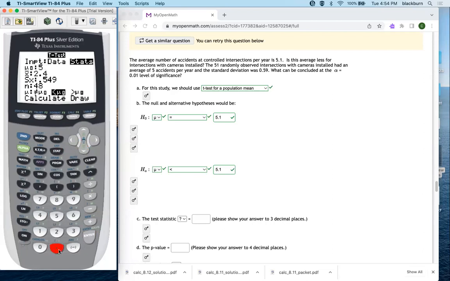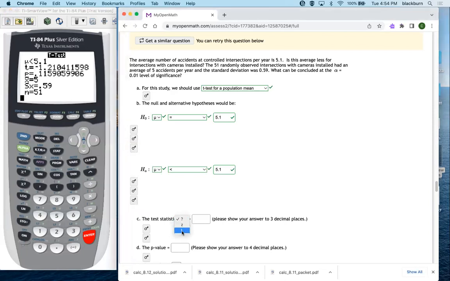My mu 0 is 5.1. My X bar is 5. My standard deviation is 0.59. And I was able to do 51 random observations, and less than is what we want. So go down to calculate and we get our information. So the test statistic, T, is negative 1.210.